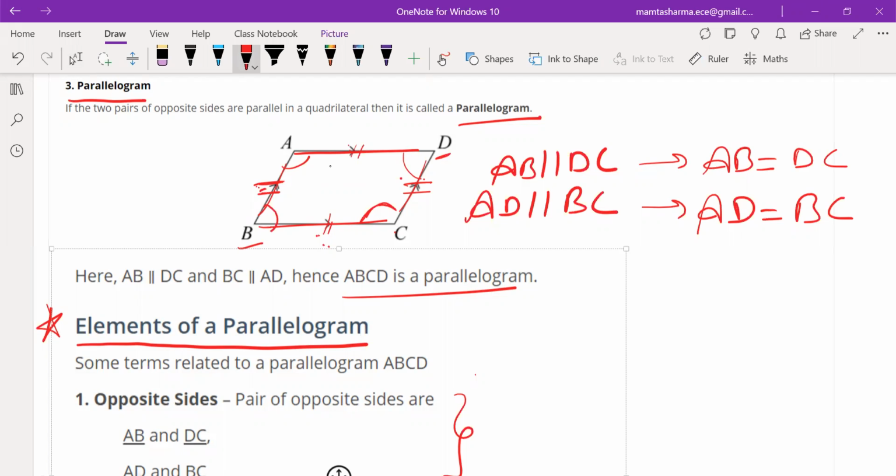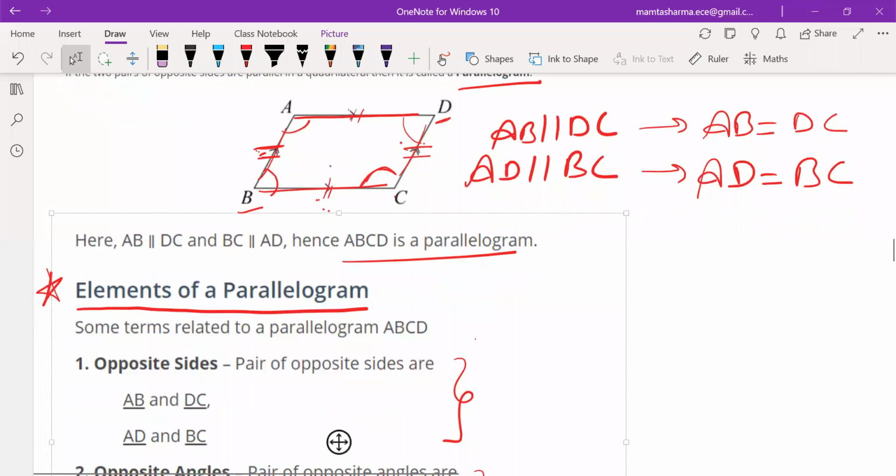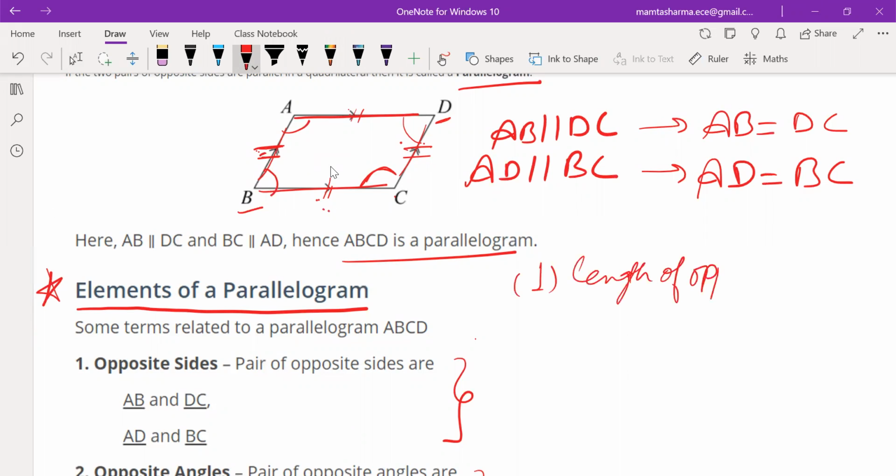AD is equal to BC and DC should be equal to AB. So now after that we discussed the properties of a parallelogram. The important property is that the length of opposite sides, or you can say parallel sides, should be equal.